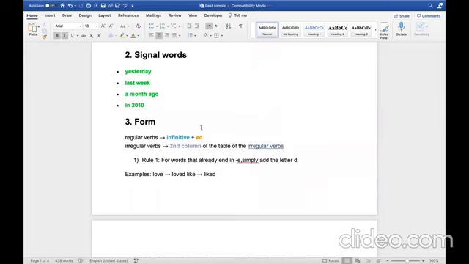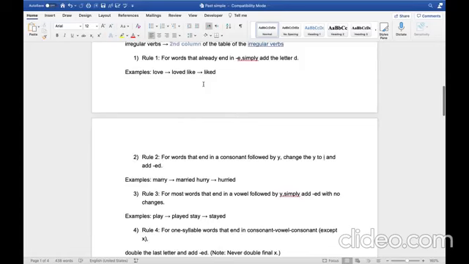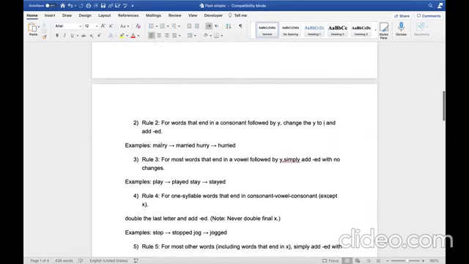The form: of course, there are regular verbs and irregular verbs. For the regular verbs, we add ed, and here is a list of the rules. We have adding, for example, just d, without ed. And we have, if, for example, a verb ends in y and before the y there is a consonant. What is the meaning of consonant?